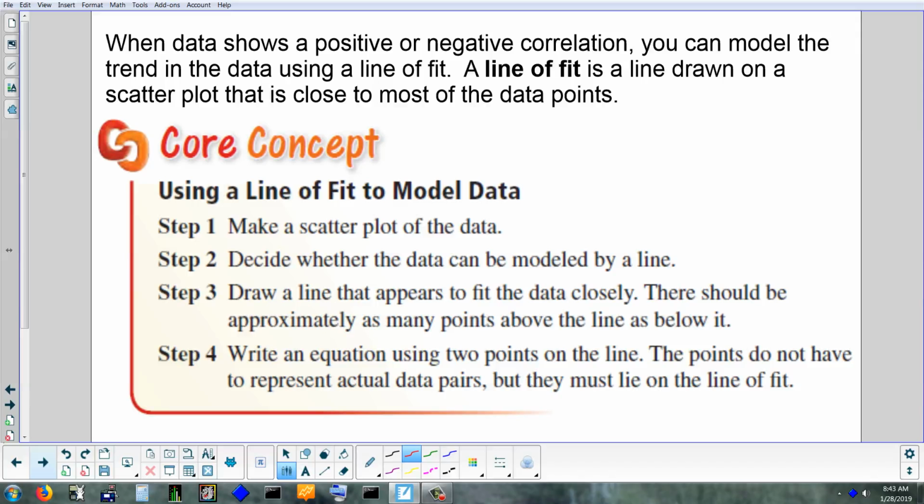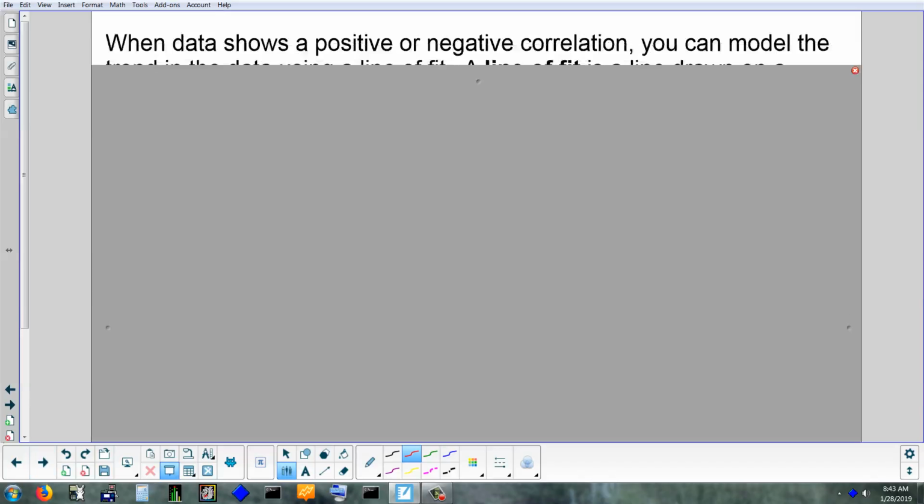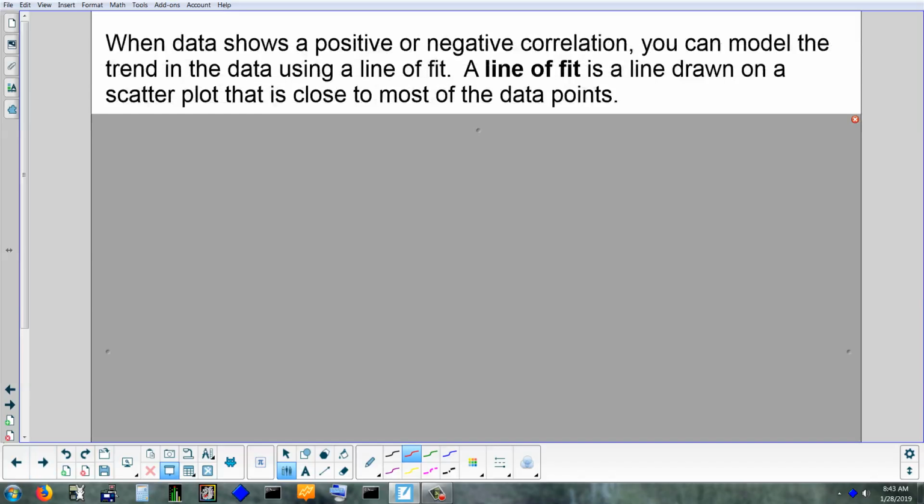Now we're going to talk about this. Like we just talked about, when data shows a positive or negative correlation, you can model the trend of the data using a line of fit. You don't really have to worry about the definition too much, but we're going to write down the steps right now. A line of fit is a line drawn on a scatter plot that is close to most of the data points. So we're going to talk about how to do that right now.